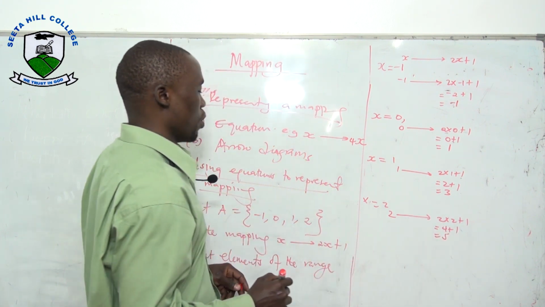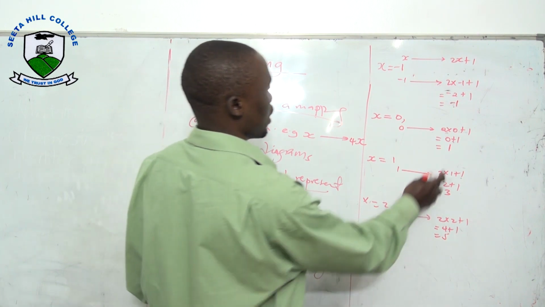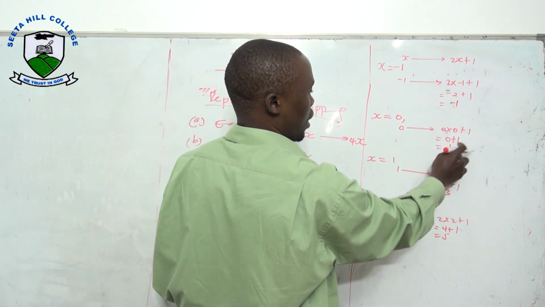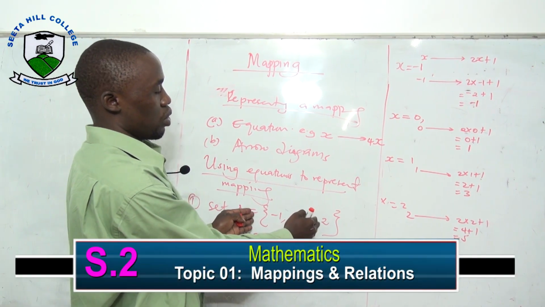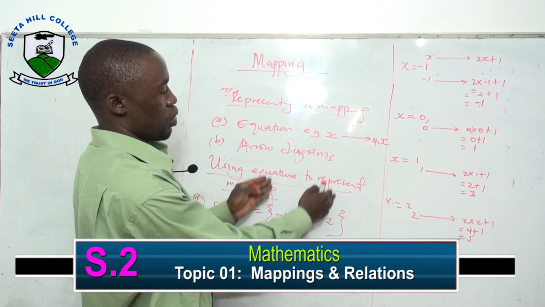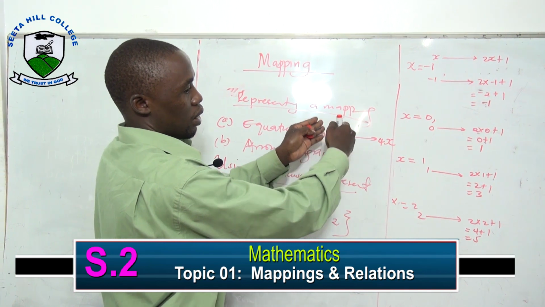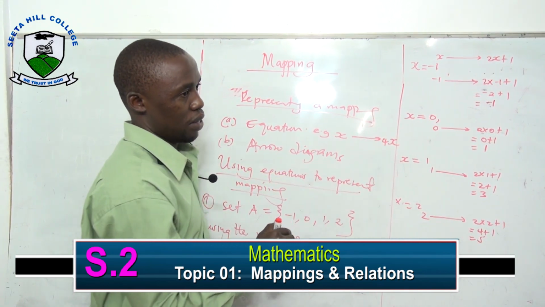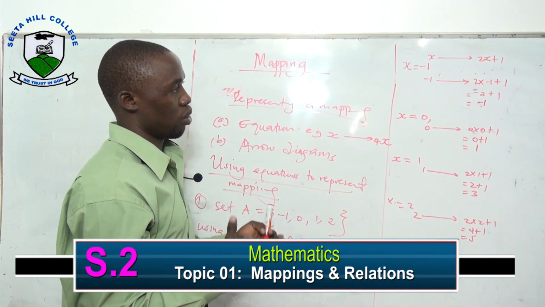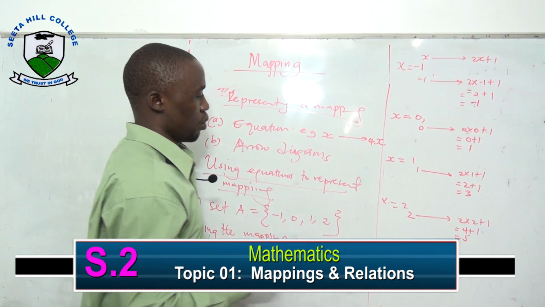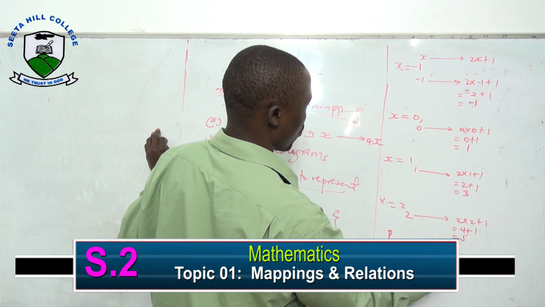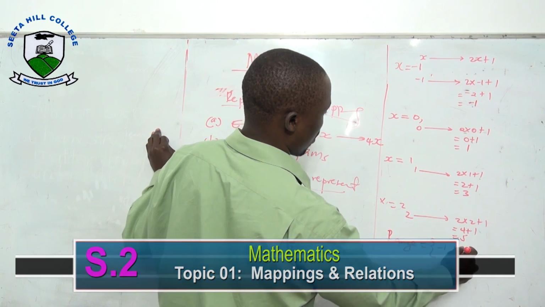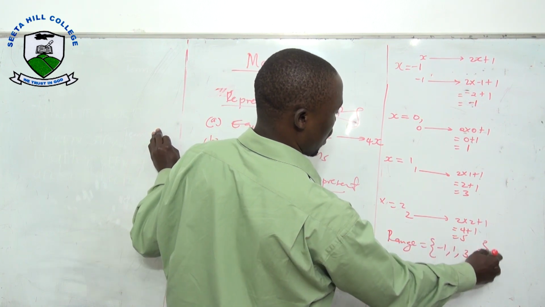What we've got here, these new elements, are called the range, and the given set is called the domain. We have a domain getting us the range. The new elements are called the what? The range. That means our range now has negative 1, 1, 3, and 5.